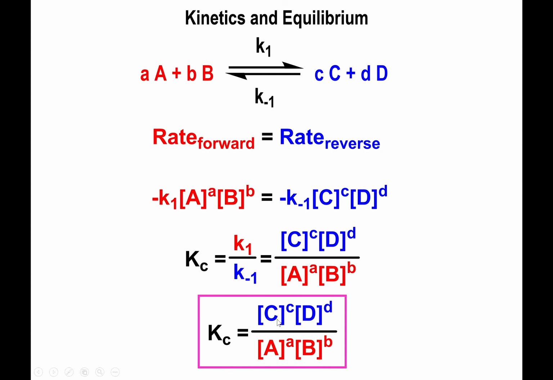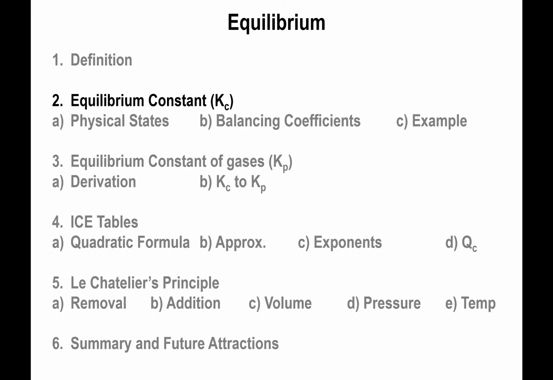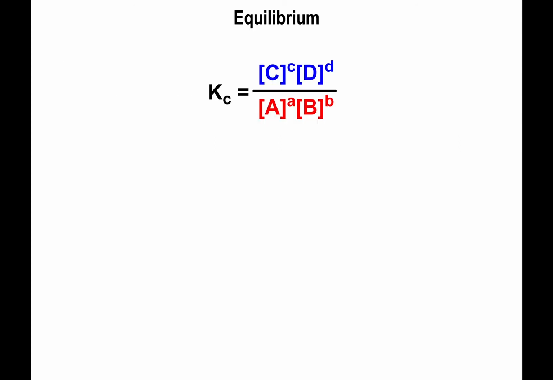You can just input the concentrations of the products raised to their coefficients in the overall reaction divided by the concentration of the reactants raised to their balancing coefficients. So we're going to basically do a few examples that depict that particular process, and we're also going to define an extra set of rules as well to make sense of this.